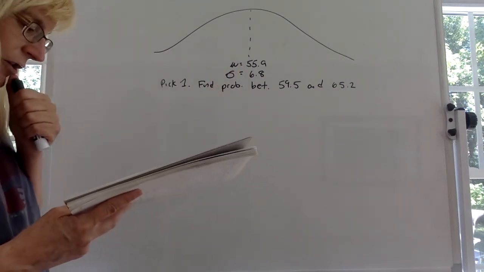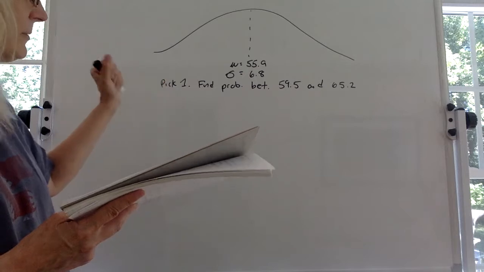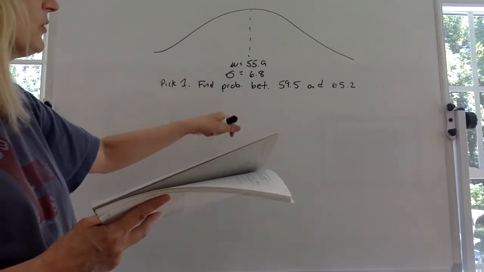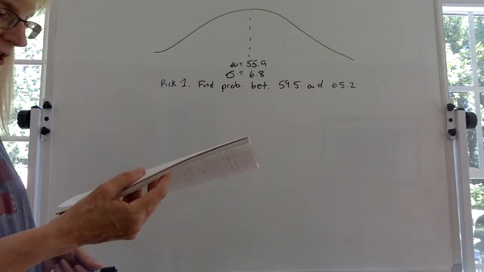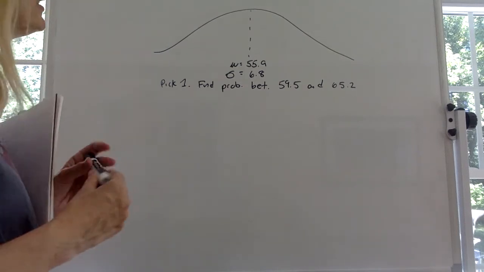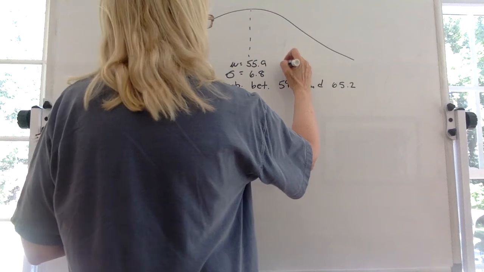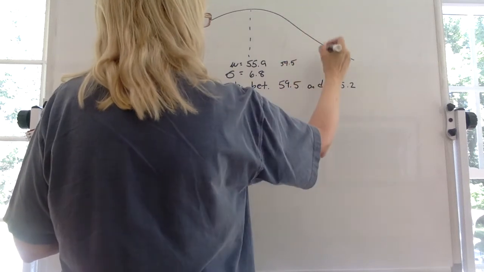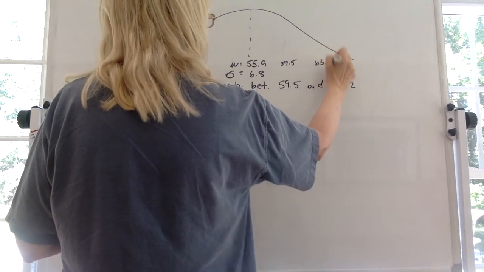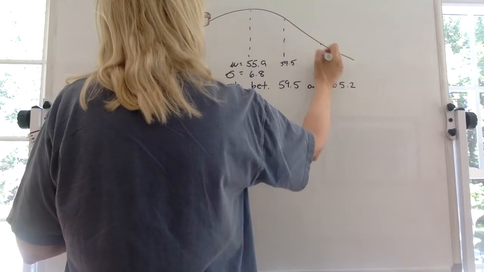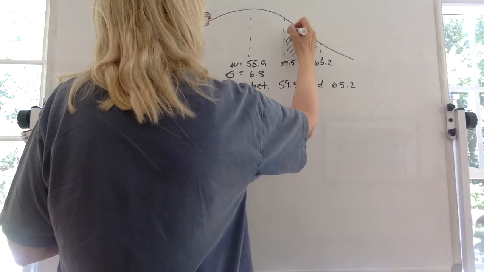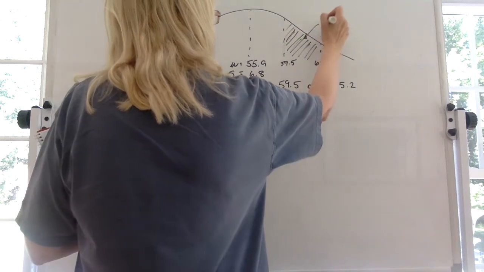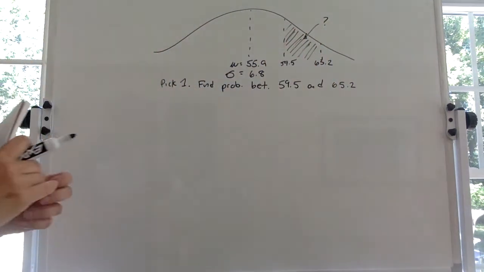What their question though is, you're going to randomly pick one, find the probability you pick one that is between 59.5 and 65.2 inches. So, 59.5, that's somewhere over here on the curve, and 65.2 is somewhere over here. So, guess what? In this one, we want to find a slice. We want to find between those two. So, we want to find this area. So, how do we do that?